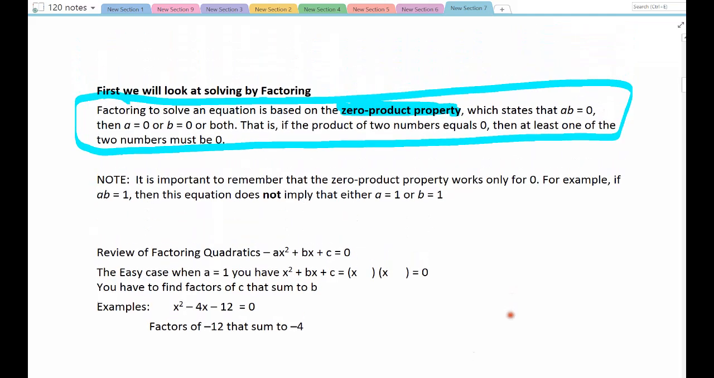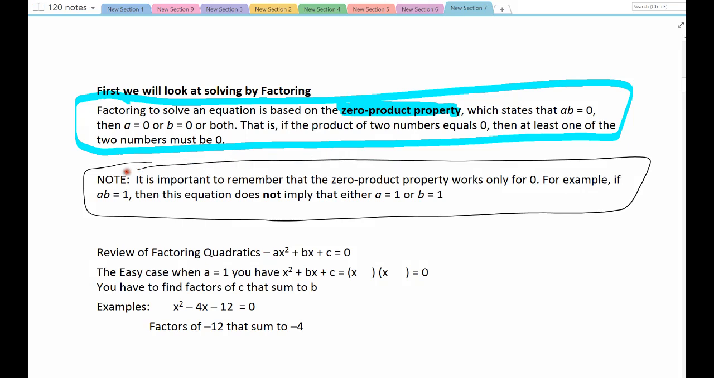Now notice it only works if it's set equal to 0. If it's not set equal to 0, it's not the zero product property. It's the only property that works this way. If it's set equal to some other number, any other number, it's not true. A simple example would be, suppose I had A times B equals 1. That doesn't imply that either A equals 1 or B equals 1, because that's not true.